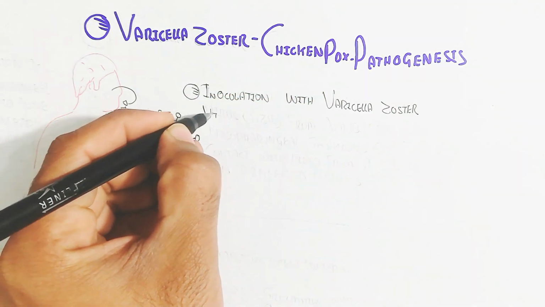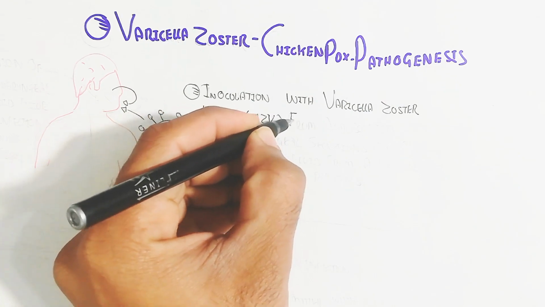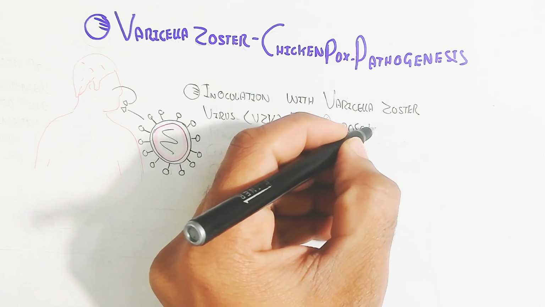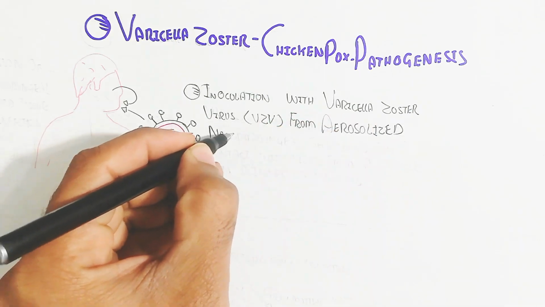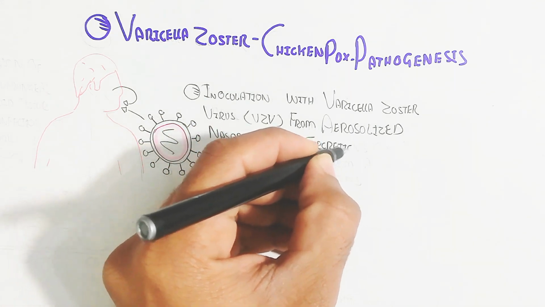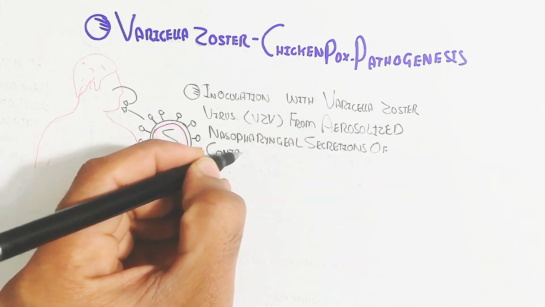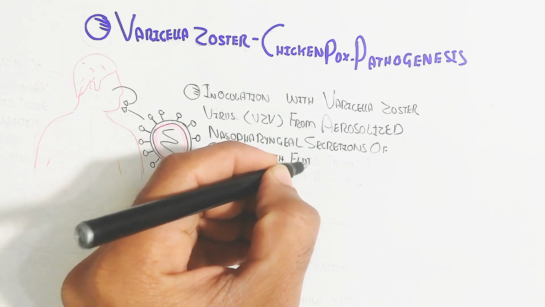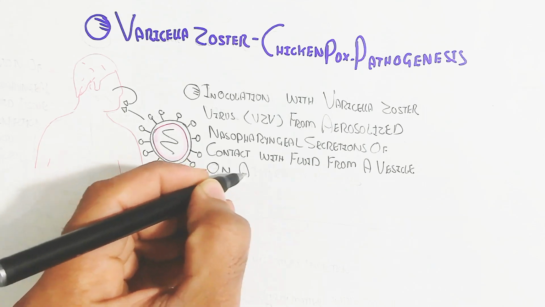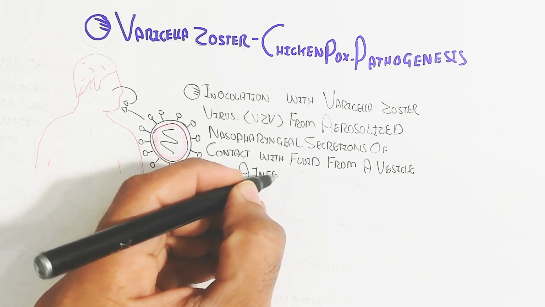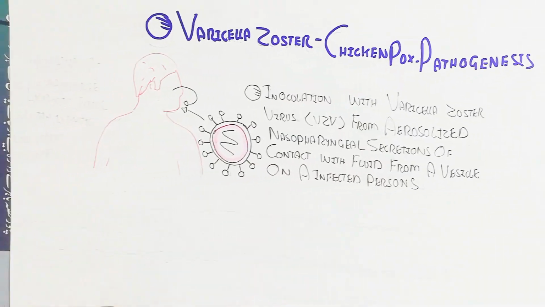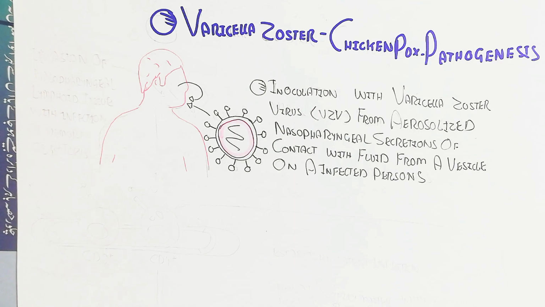from aerosolized nasopharyngeal secretion or contact with fluid from a vesicle on an infected person, and in this way it is contagious and can infect person to person. So in this way, there is invasion of the nasopharyngeal lymphoid tissue, and their target is the T lymphocyte.